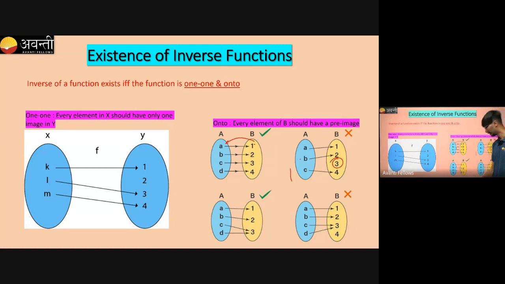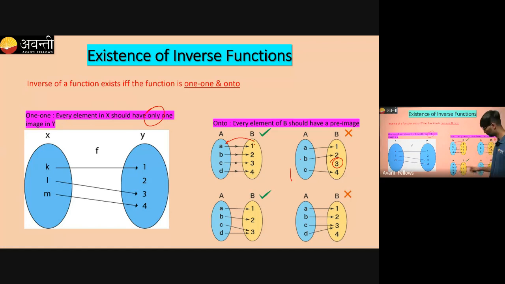Now, interesting part. Let me see. Is this function a one-one function? The one-one function definition says every element in A should have only one image. So here, as we can see, C and D have the same image, which is 3. So I hope you know what this type of function is called. Many-one function. This type of function is called a many-one function. But it is an onto function.